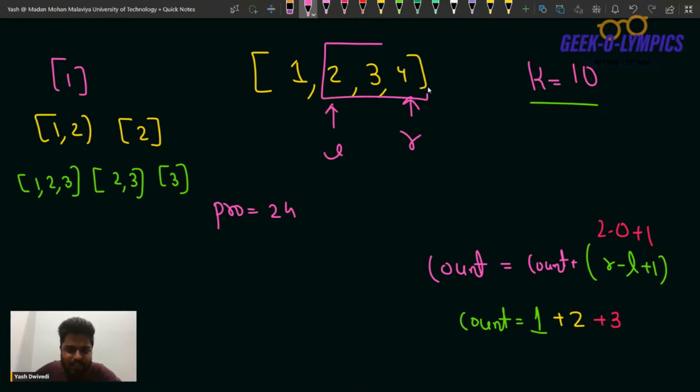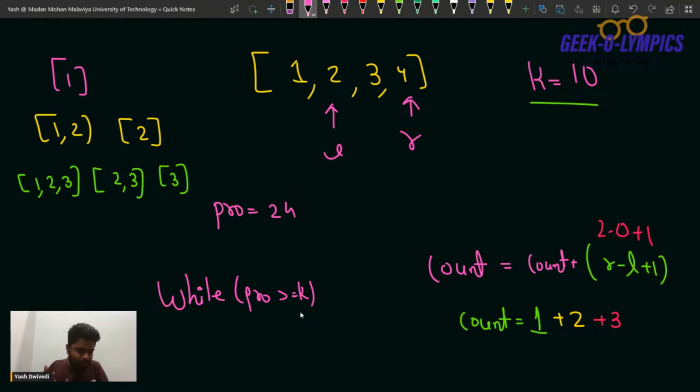Now this window still has product 24, because 2 into 3 into 4 is nothing but 24. The product is still greater, so I need to repeat this again and again. That is why I'll be using a while loop. Internally I'll be using a while loop for the movement of L, whenever the product is greater than or equal to K. Is this part clear, guys?